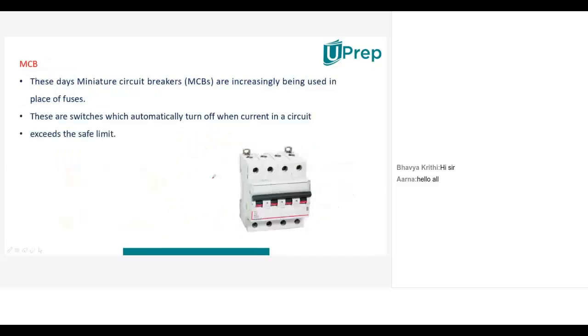So that means whatever electric fuse wire you are taking, that fuse wire must have three characteristics. What are those three characteristics? First one, it must have high resistance. Second one, it must have a low melting point. And the third one, it must be a thin wire. Is it clear?